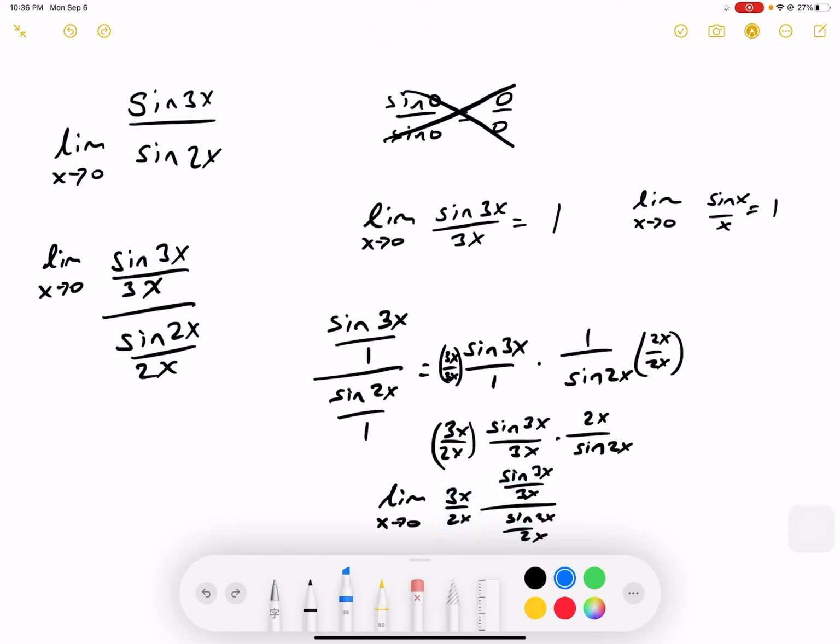Okay, so what happens when we plug this into 0? These both go to 0, right? That means they're both becoming 1. But remember, these divide out, and our answer is just 3 over 2. So it's just 3 over 2.